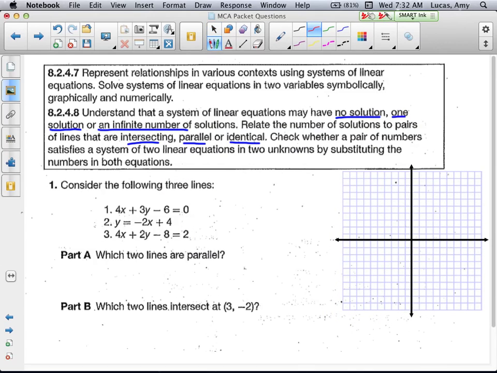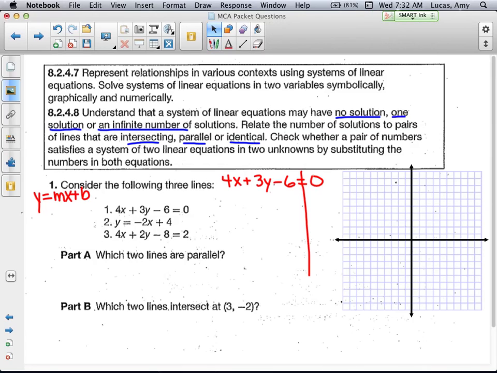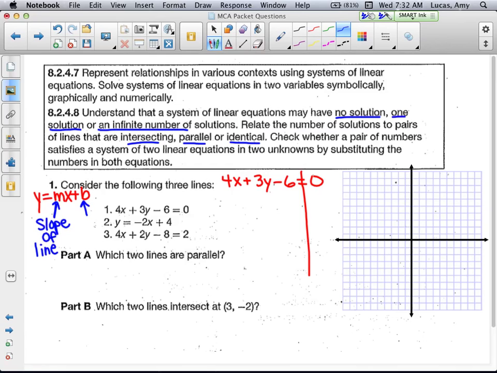My first one says 4x plus 3y minus 6 equals 0. I know that I need slope-intercept form in order to graph. I know that the m represents the slope of my line, or rise over run, and b represents my y-intercept, or my starting point. Okay, so this first line, I need to get the y by itself. So I am going to start out by subtracting 4x on both sides.